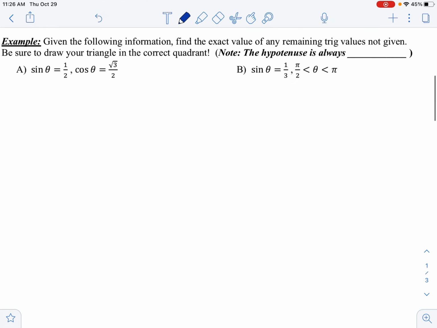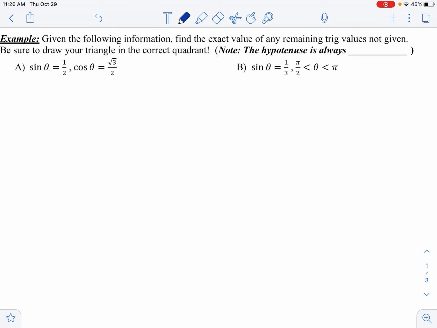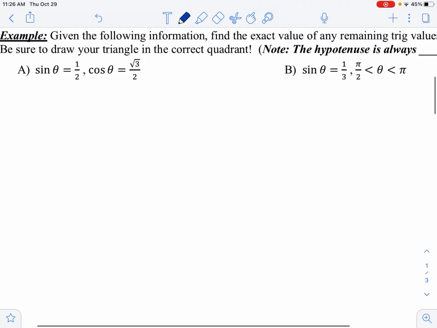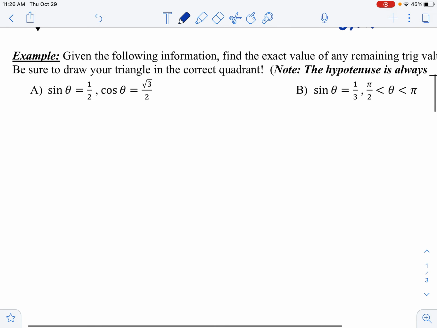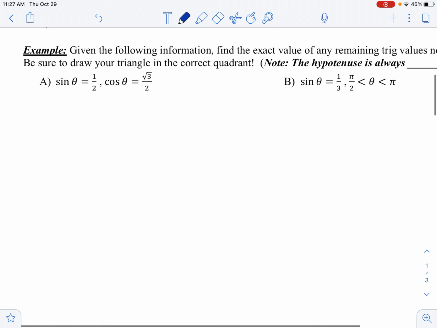Okay, so next what we're going to do is use the previous day's notes to help us with this. It says, given the following information, find the exact value of any remaining trig values not given. So I want to find sine, cosine, tangent, and then all of their reciprocals. If they already give me one of them, then I don't have to list it again. For example, they already gave me sine as 1/2, so I don't have to list sine as 1/2 again as one of my answers.